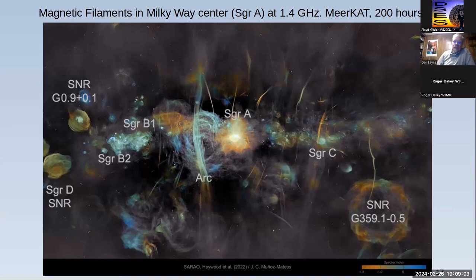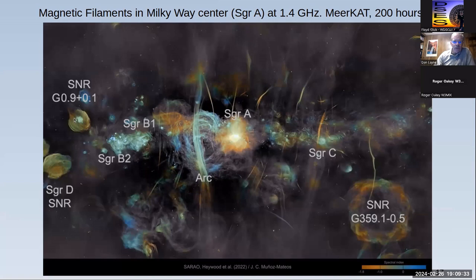So this is an image from MeerKAT. MeerKAT is another very large interferometer on the plains of South Africa. It's part of the SKA, the Square Kilometer Array. This was a 200-hour data collection at 1.4 gigahertz, pointing directly towards Sagittarius A. Sagittarius A is the center of the galaxy. It's where they've imaged the horizon around that supermassive black hole right there at Sagittarius A.